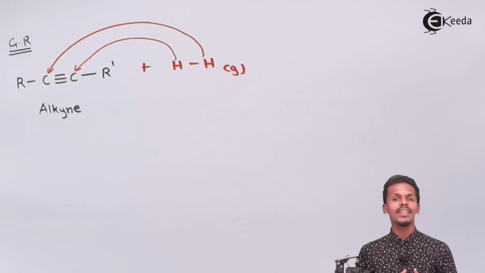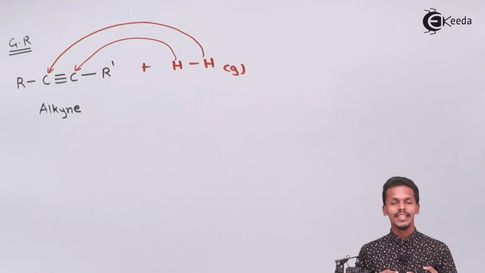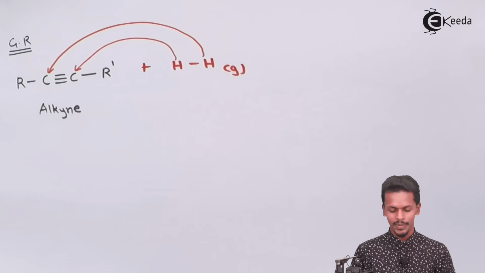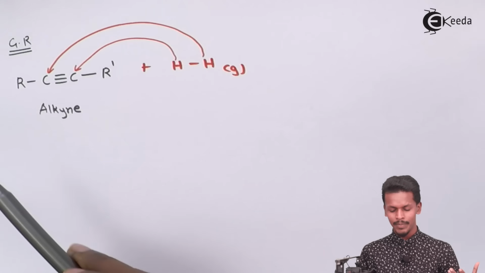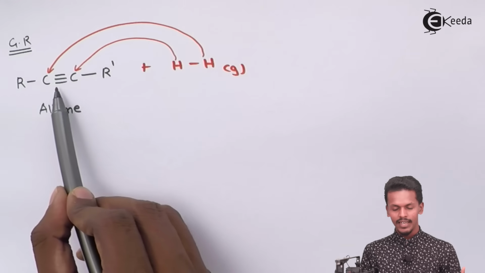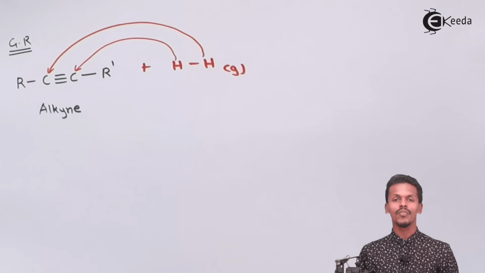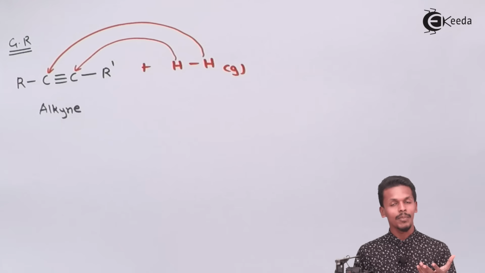These pi bonds are very easy to break because they don't have so much head-on overlap, since pi bonds are made by the lateral overlap of the p orbitals. Because of which it is very easy to break them, and that's the reason the hydrogenation process can take place. Among these two carbon atoms there is a triple bond, so one of the weakest bonds, that is one of the pi bonds, will be broken, and this would be converted into a carbon-carbon double bond.